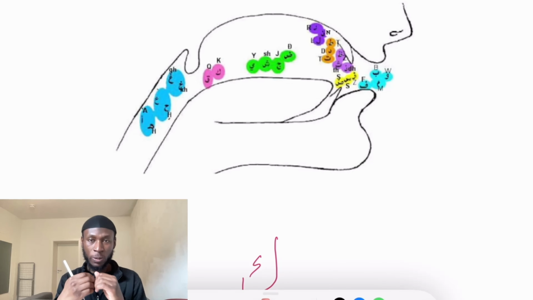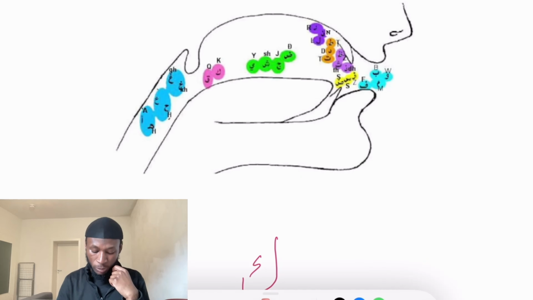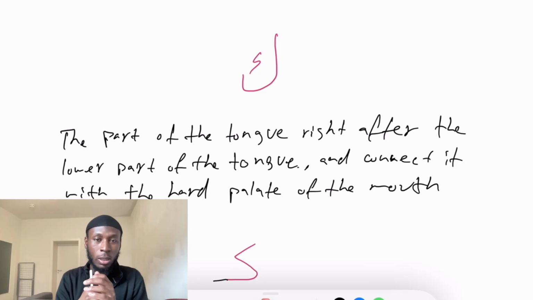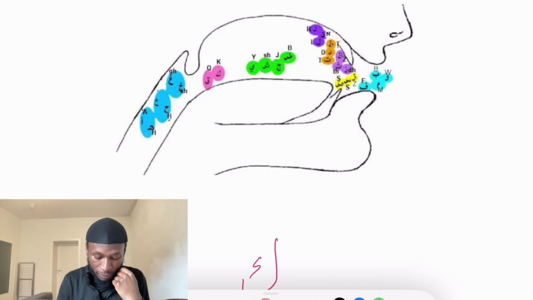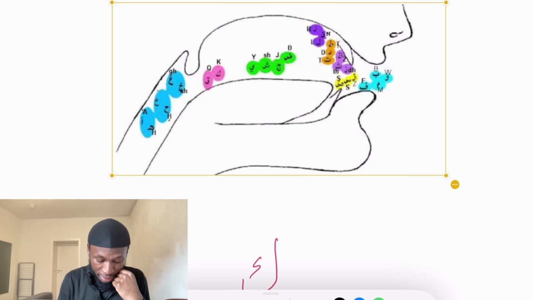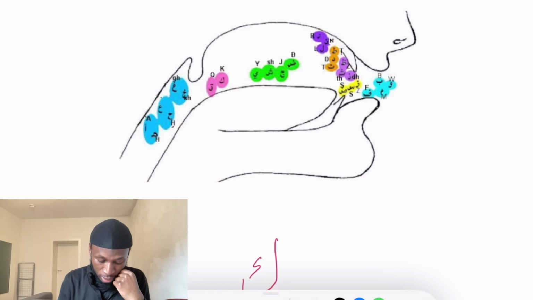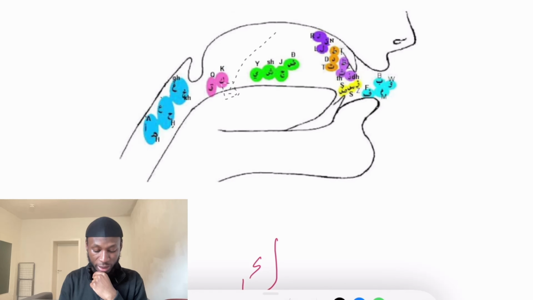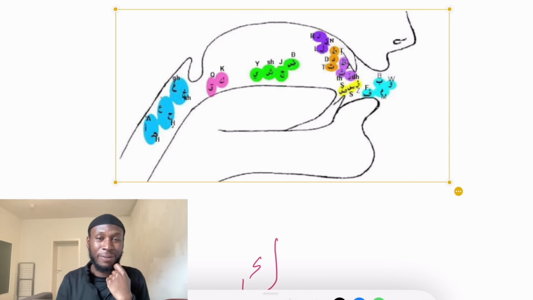And how do we do that? We use that part and we connect it with the hard palate of the mouth. Sorry, the hard palate of the mouth is this one, and this is the soft palate, and this one is the hard palate. So you bring this and you connect it here. Kaf.